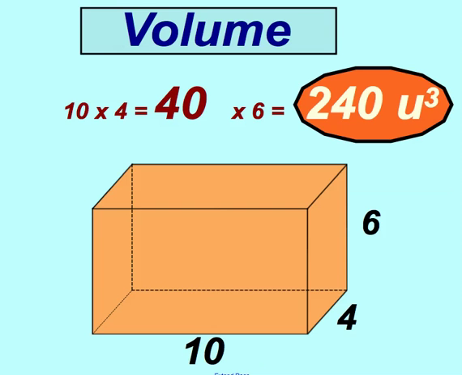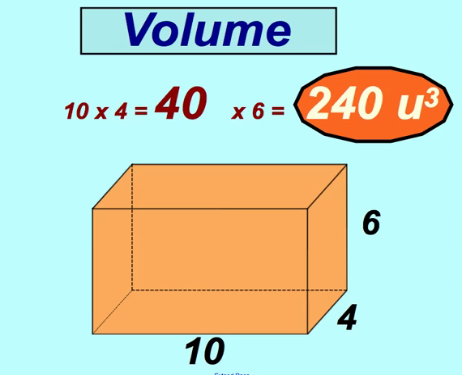Now, once I know the area of the base, then I can multiply it by the distance from the bottom face to the top, which was 6, and 40 times 6 gives me my volume, which is 240 units cubed, or units to the third power. This is also known as my length times my width times my height.